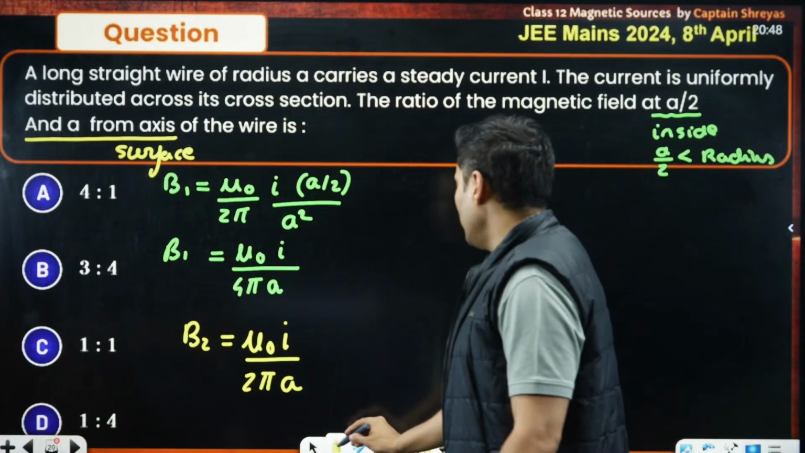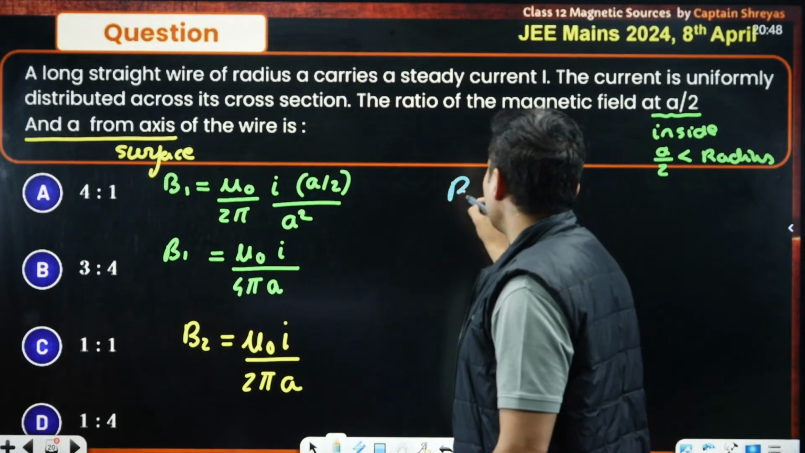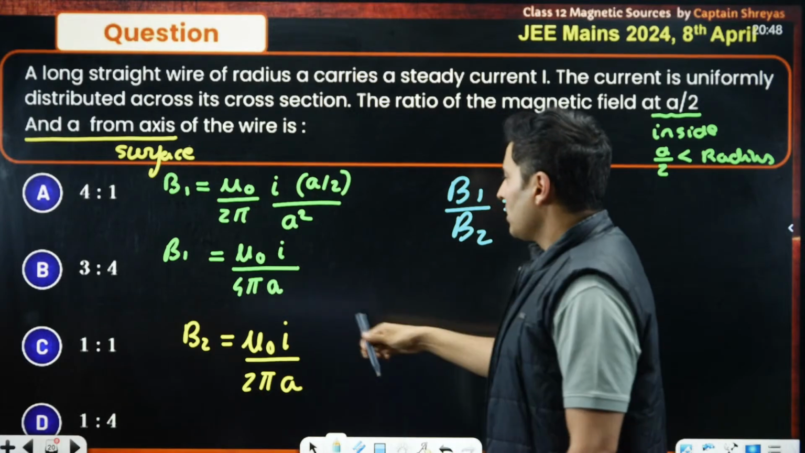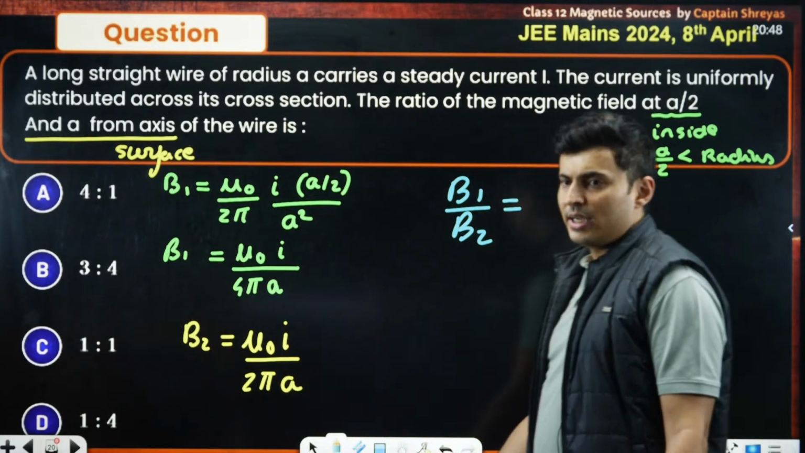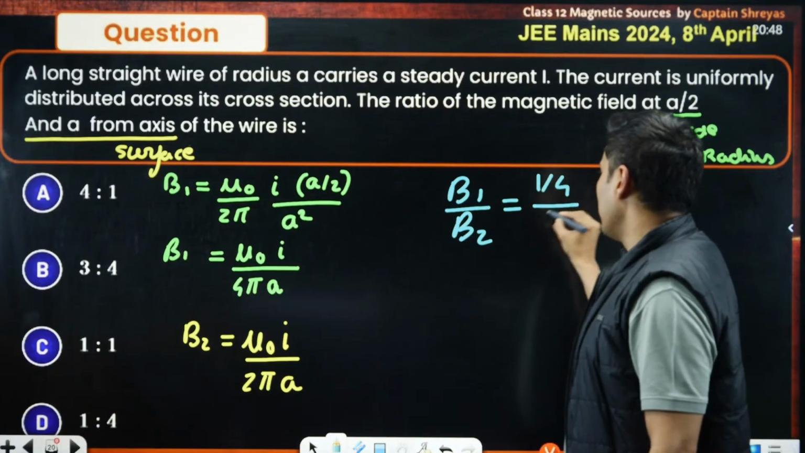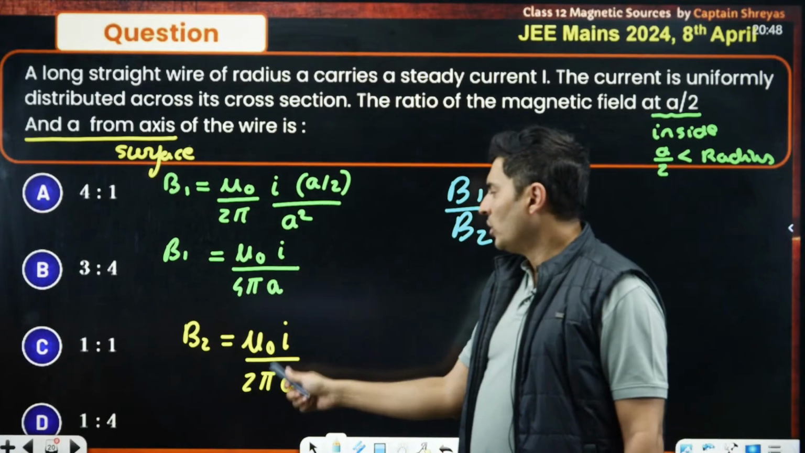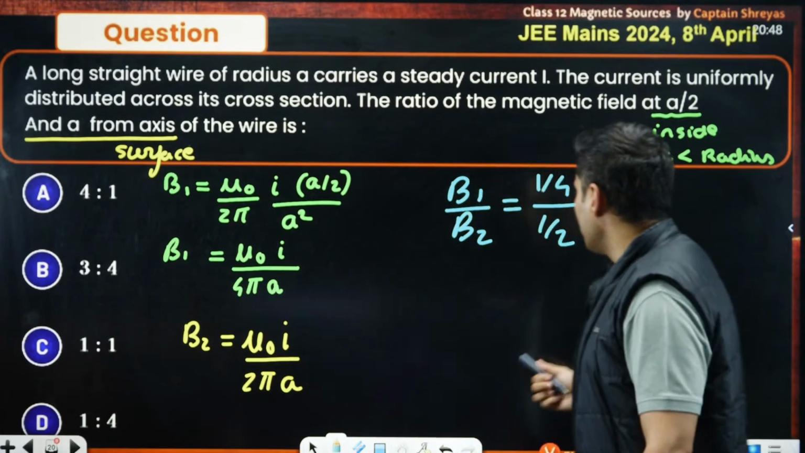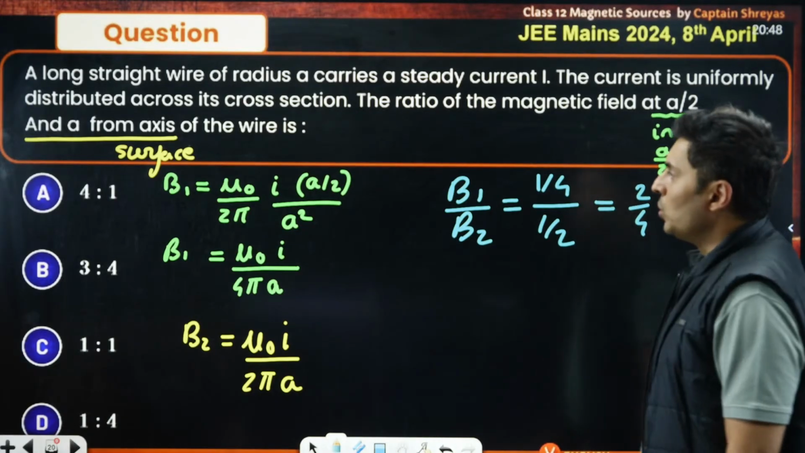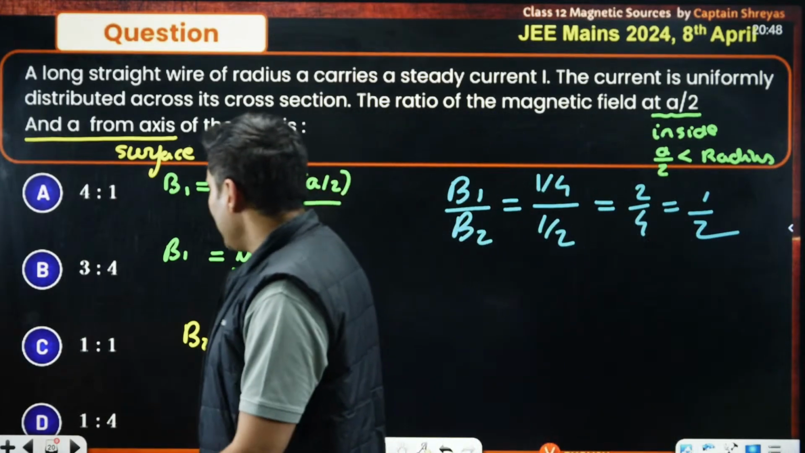So now you just have to take the ratio of this. The ratio of the magnetic field B1 by B2. This is 1 by 4, this is 1 by 2. Now it is very obvious. So you have 1 by 4 over here and you have 1 by 2 over here. Mu naught, I, A, pi, everything is the same. So this will become 2 by 4, which is 1 by 2. So it will be in the ratio of 1:2.